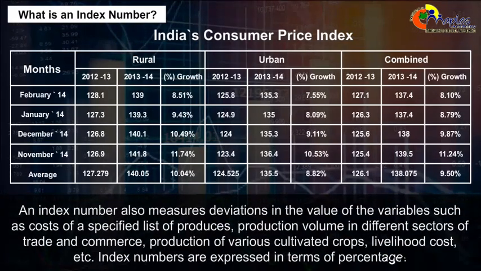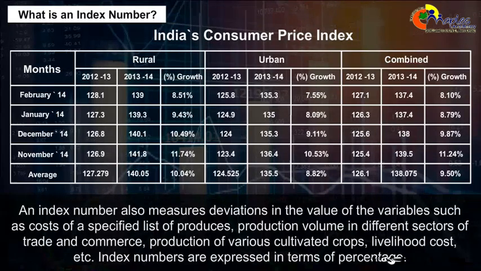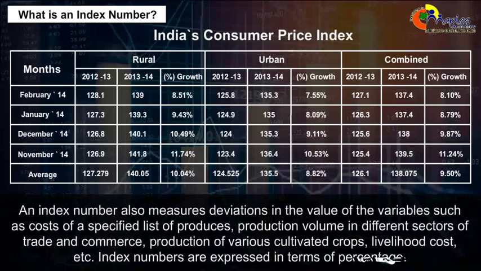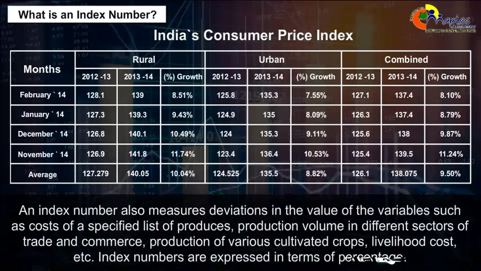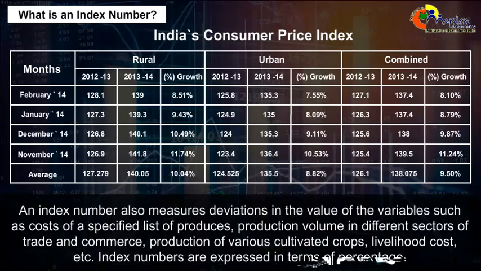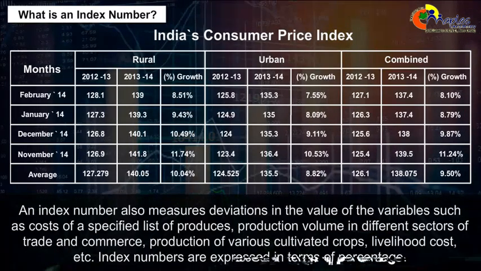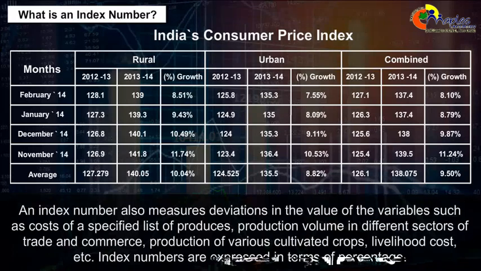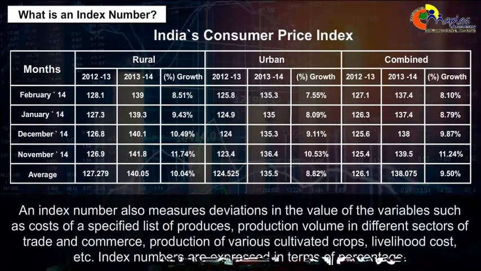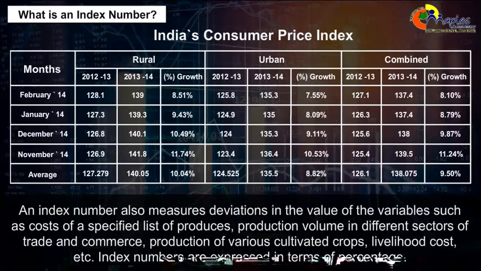An index number also measures deviations in the value of variables such as costs of a specified list of producers, production volume in different sectors of trade and commerce, production of various cultivated crops, livelihood cost, etc. Index numbers are expressed in terms of percentage.